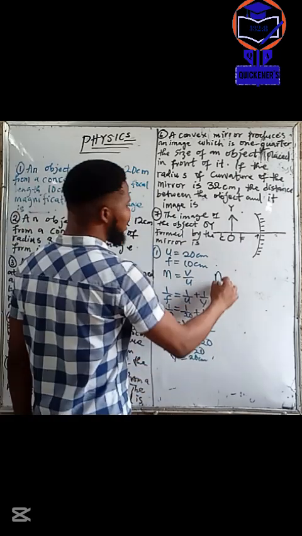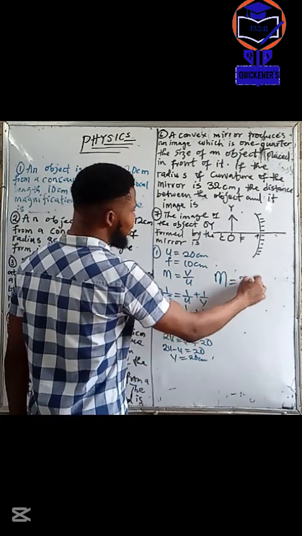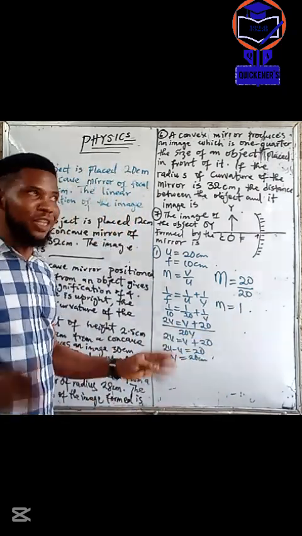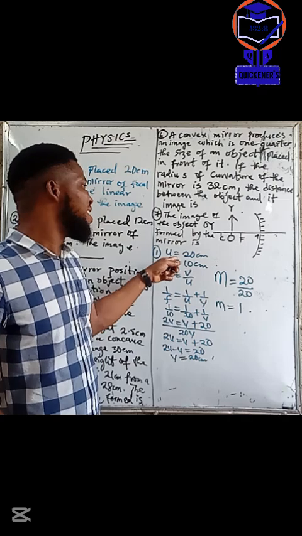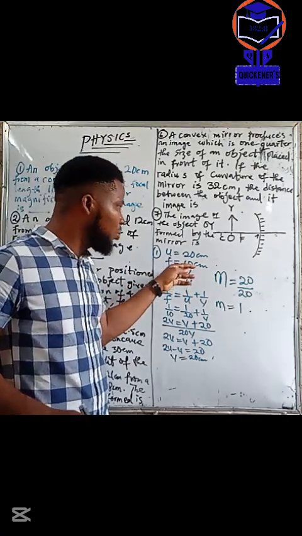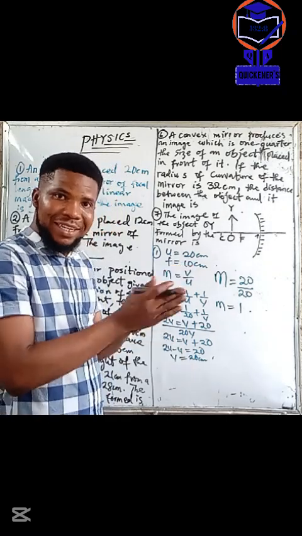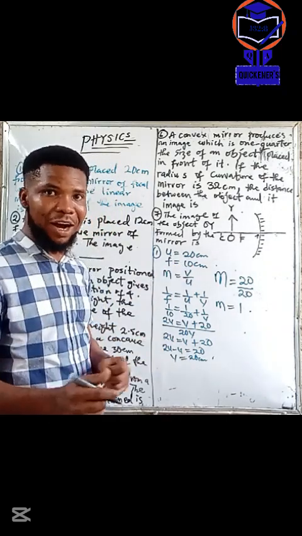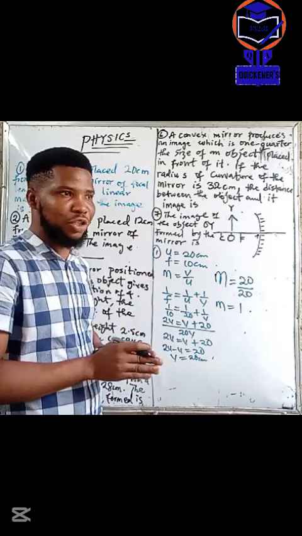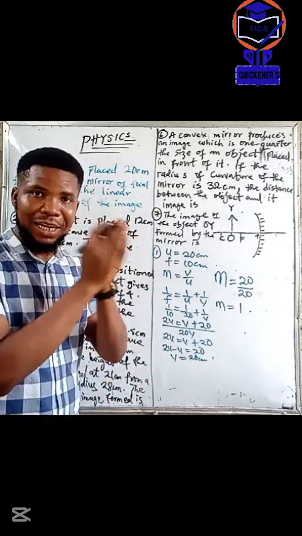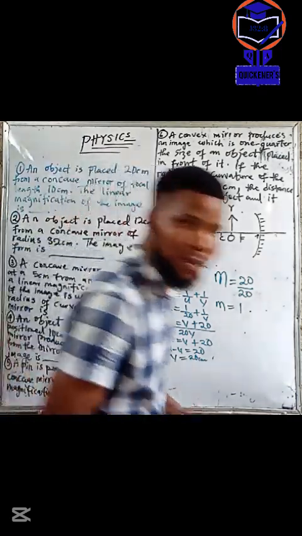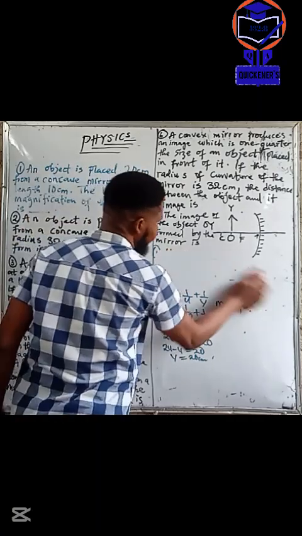Alright? So our magnification is now 20 centimeters over 20. What do you have? 1. Now, if you notice, you can discover that the object was placed at two times the focal length, which is the center of curvature. And if you watch the previous video, there is an equal-sized image when the object is placed at the center of curvature. You understand that? So, the next question, please. Now, number 2.